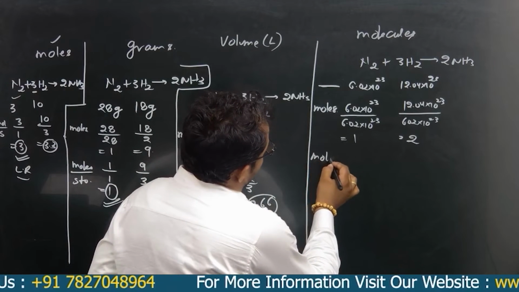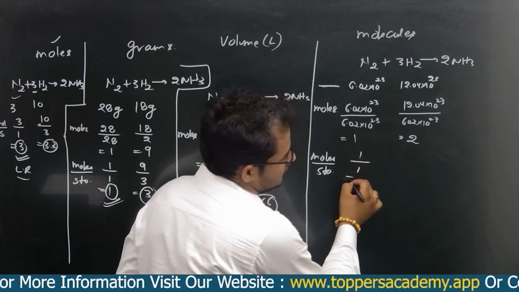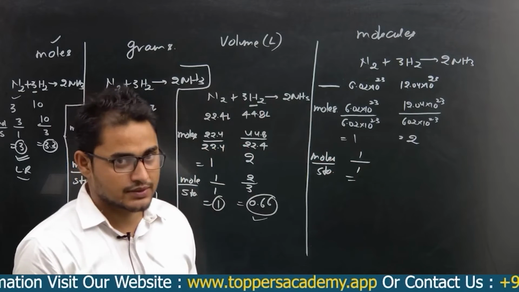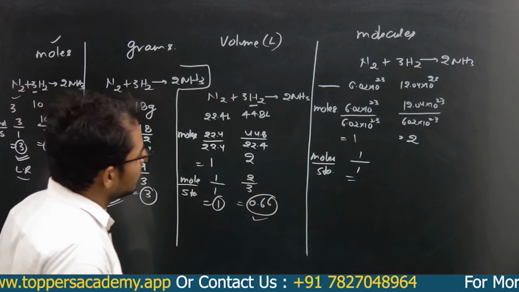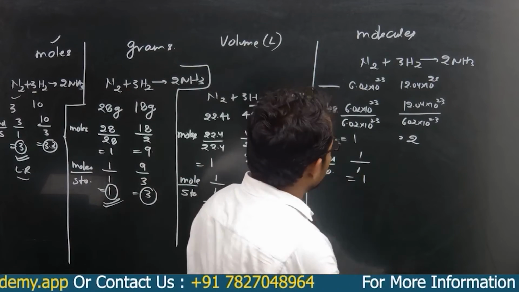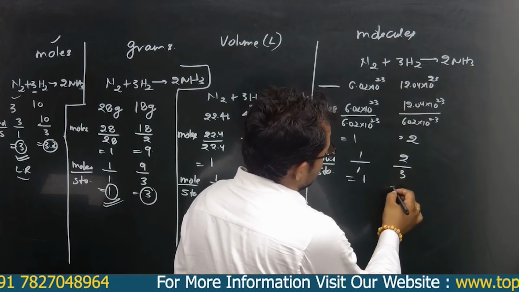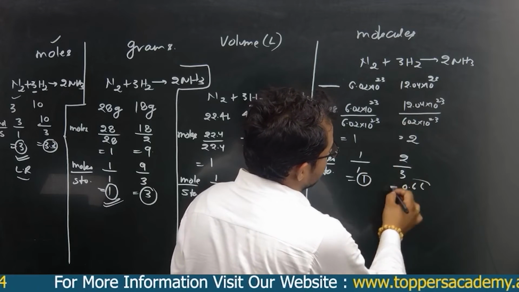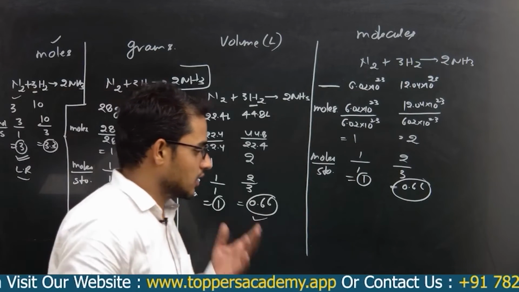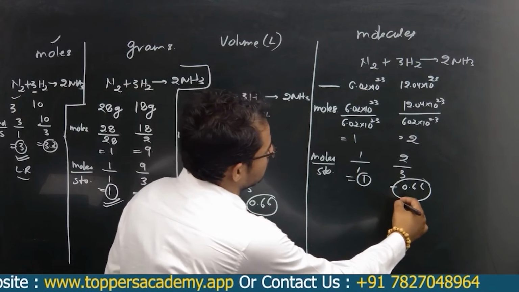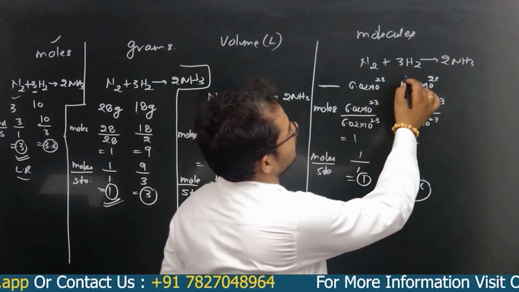So we will find the value of moles upon stoichiometry. For N2, the stoichiometric coefficient is 1, actually it is 1. So 1. Then 2 upon 3, because the stoichiometric coefficient for H2 is 3, so it is 0.66. Obviously 0.66 is lesser than 1, so obviously it is our limiting reagent. 0.66 is the lesser value, so obviously H2 is our limiting reagent.